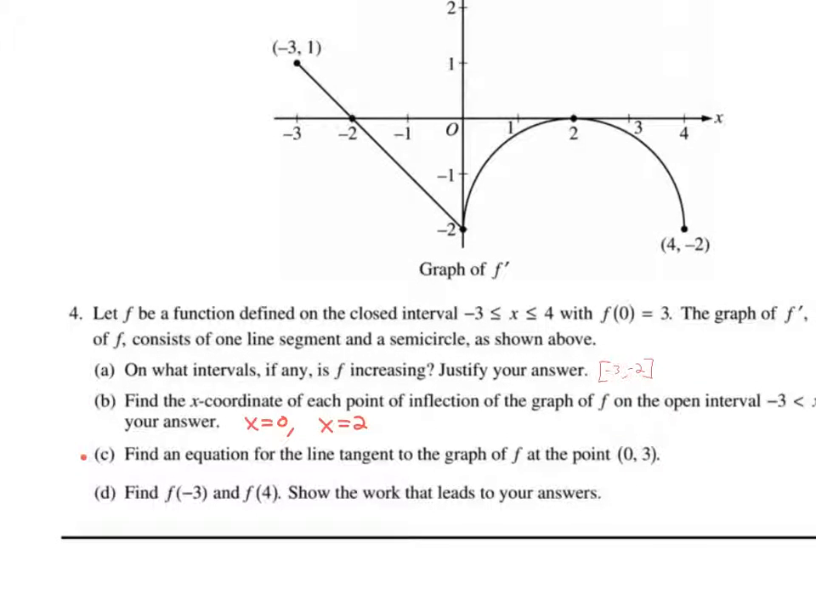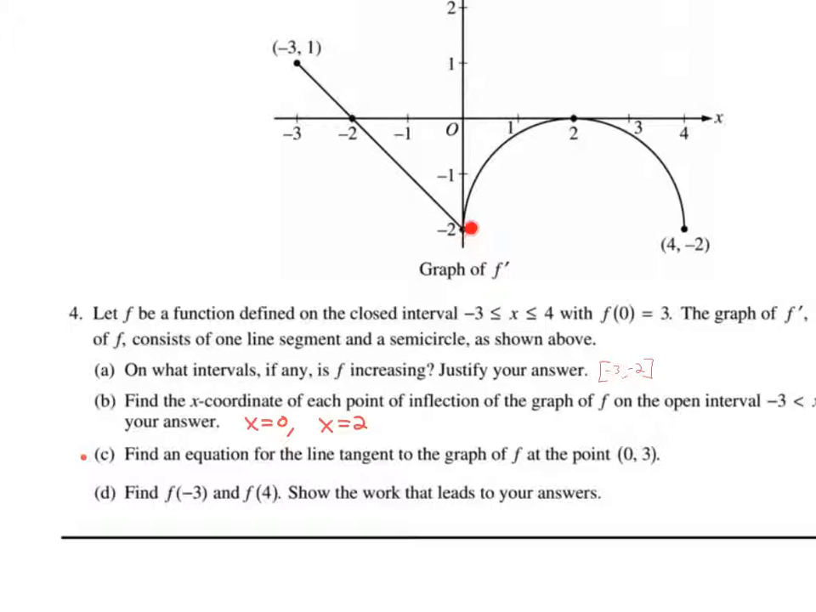So to find an equation for the line tangent to the graph of f at the point 0, 3. Remember, a tangent line is just a straight line that intersects at one point on the graph. So we don't know what the original graph of f is, but we can still find its tangent equation by finding the slope from this graph up here. At x equals 0, our graph tells us that the slope is -2, because again, the y values that are being spit out of this graph are instantaneous slopes.